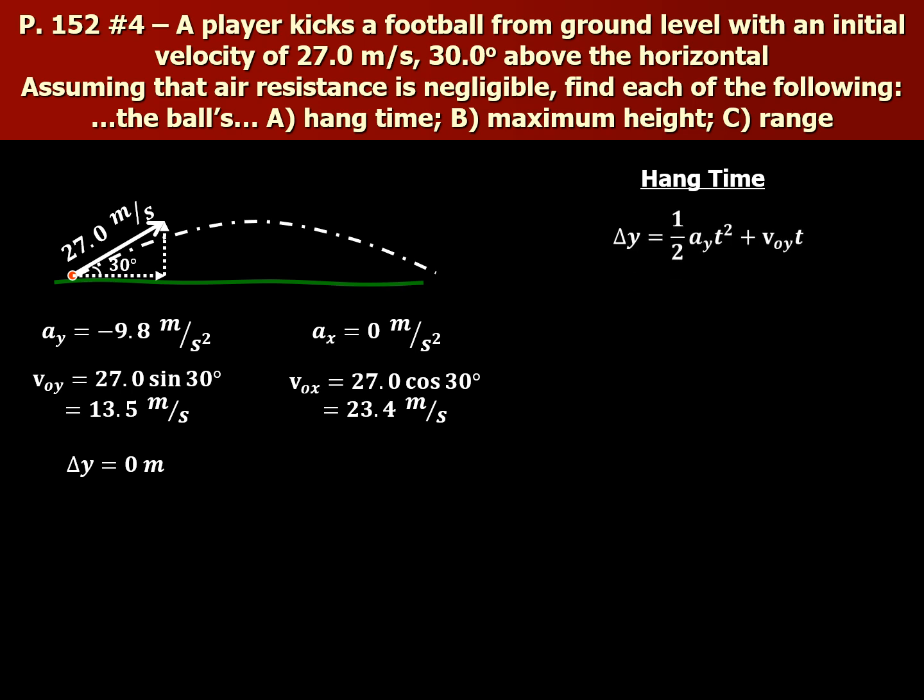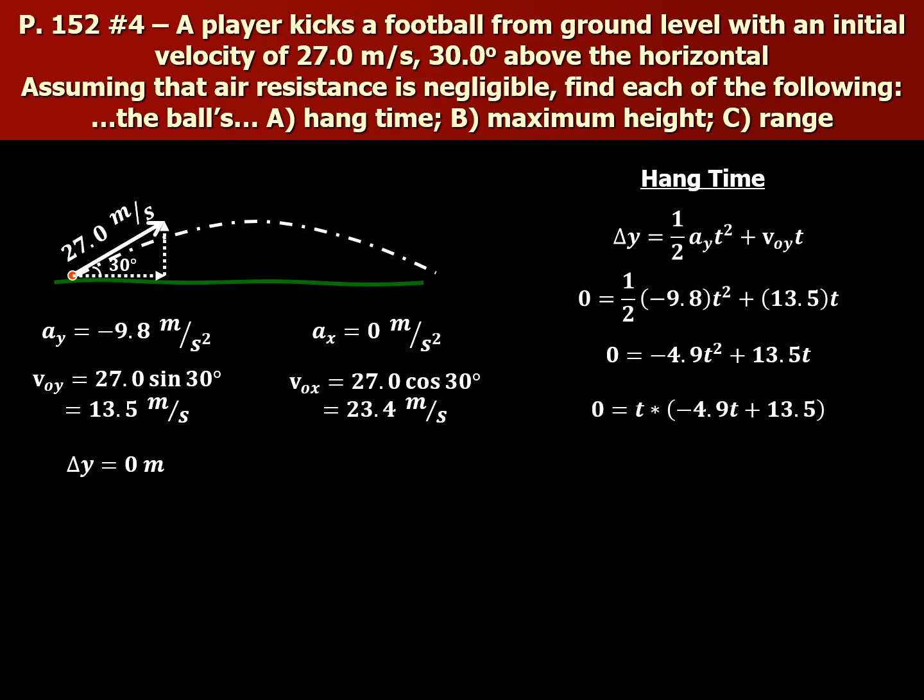We're going to use this equation. Displacement in the y direction is going to be equal to 1/2 times acceleration in the y direction times time squared plus the initial velocity in the y direction times time. Plug in the information that we know. Half of negative 9.8 is going to be negative 4.9, so 0 equals negative 4.9 times time squared plus 13.5 times time. We're going to factor out one of those t's, and that leaves behind negative 4.9t plus 13.5, and that t is out front.